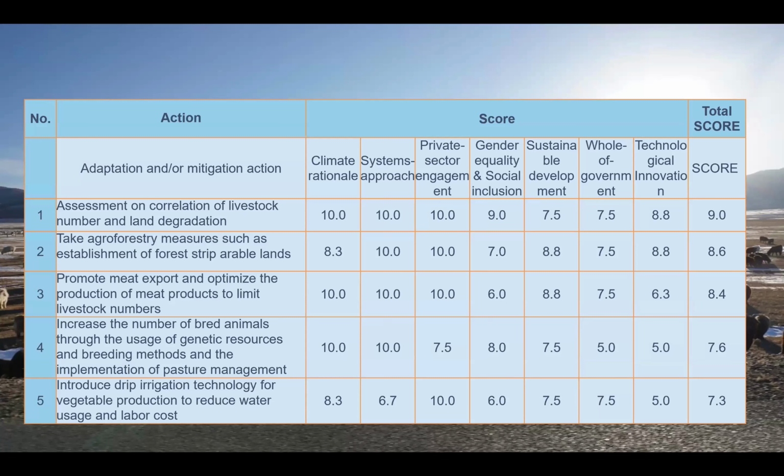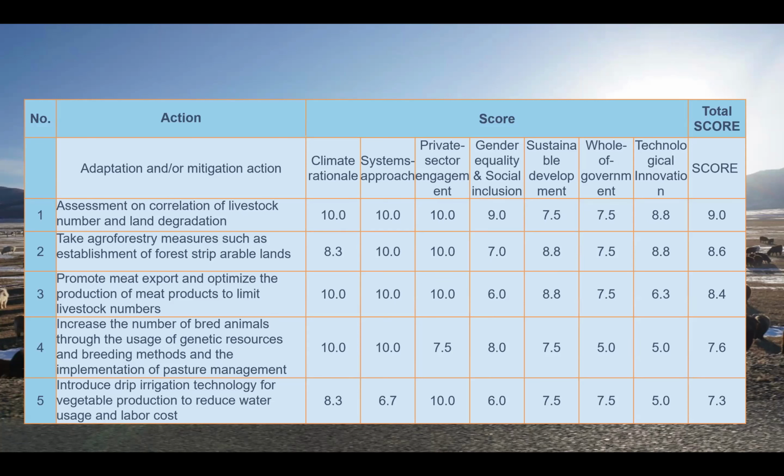So in order to save time, let me go through the first initial CAR matrix result. In Mongolia, there is an implementation action plan for the NDC 2.0, which consists of over 70 actions. And so using the CAR tool, we filtered out these 5 actions, which consist of adaptation and mitigation actions.